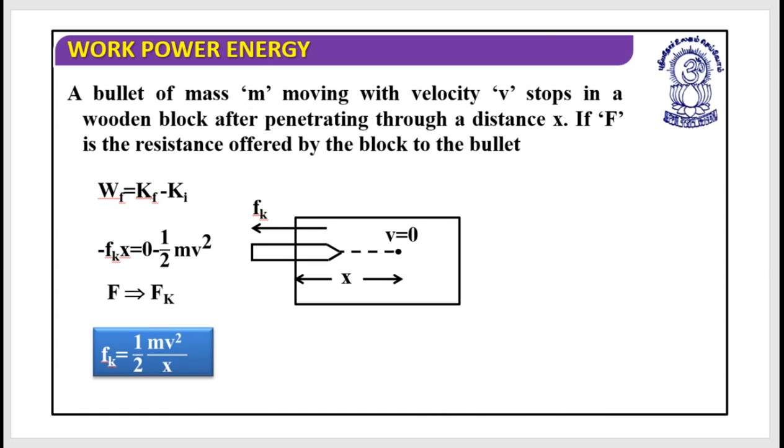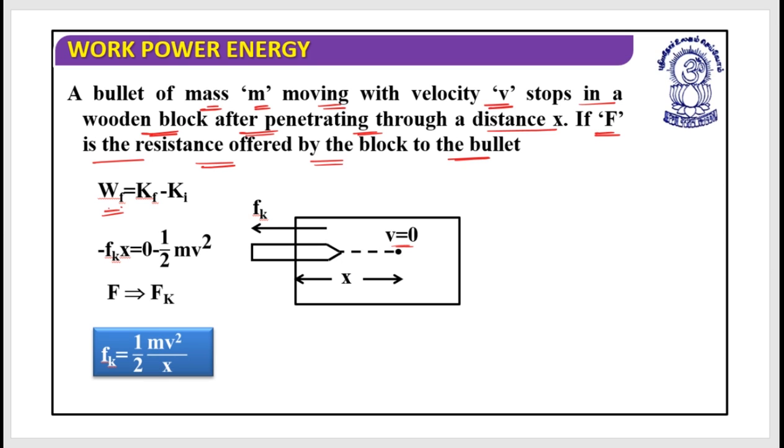It says that a bullet of mass m is moving with velocity v, stops in a wooden block after penetrating through a distance x. If F is the resistance offered by the block to the bullet. So what I understand is that at this point of time it is having certain velocity, and finally it comes to rest. So you need to find out the resistance offered by the block to the bullet.